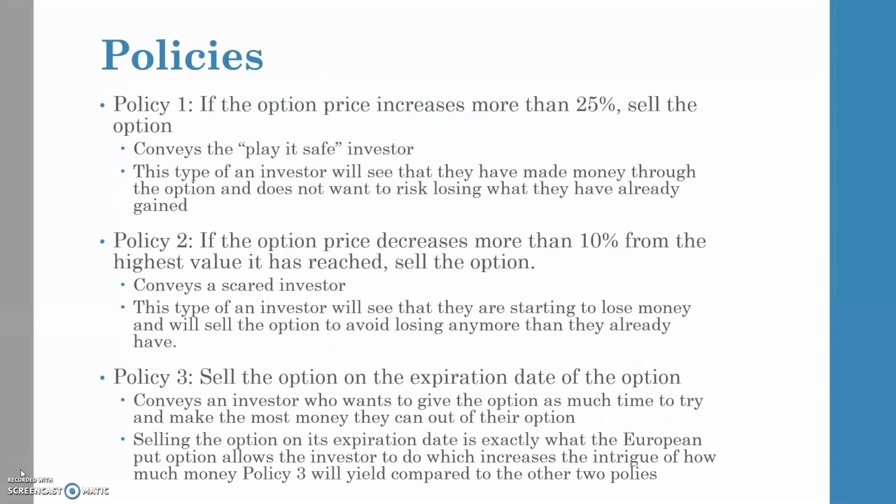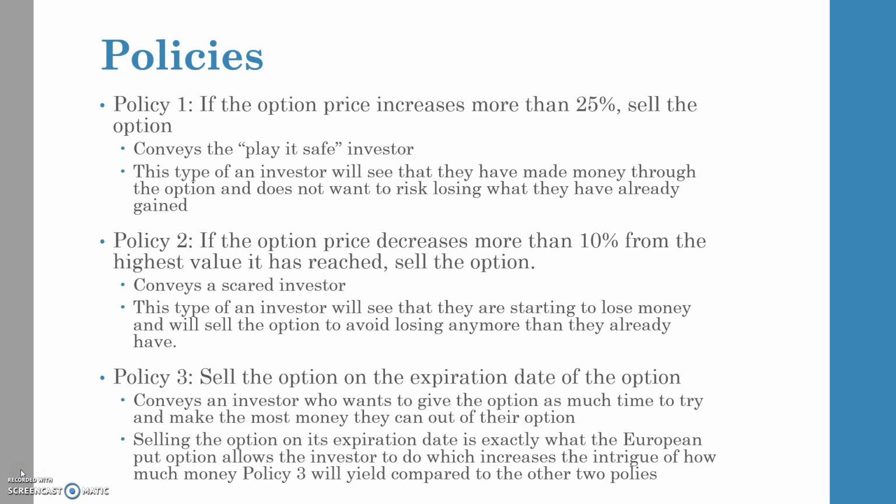So with our policies, we want to encompass the standard types of investors that are going to be playing the market. Policy 1 states that if the option price increases more than 25% at any given time, sell the option. This conveys a play it safe investor, who would be seeking to capitalize on what they've gained, and they don't want to risk losing what they've already made. So they're going to pull it out as soon as it gets to a pretty decent amount that they've made. Policy 2 states that if the option price decreases more than 10% from the highest value it has reached, sell the option.